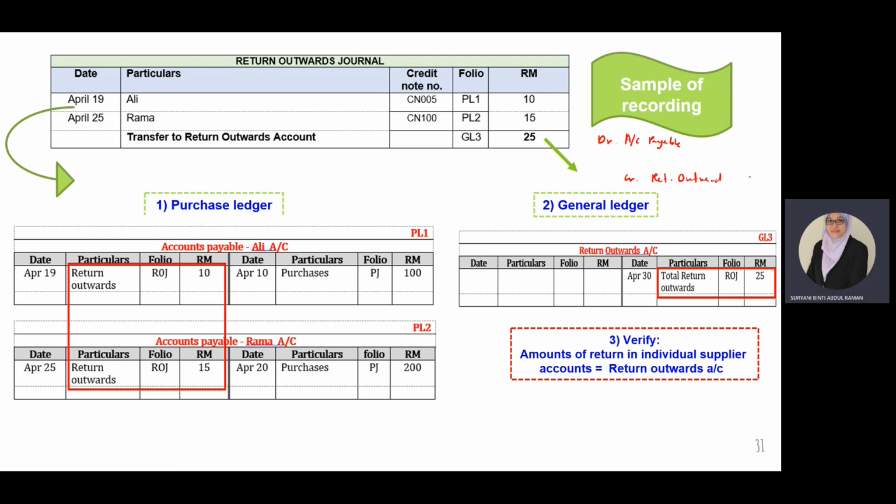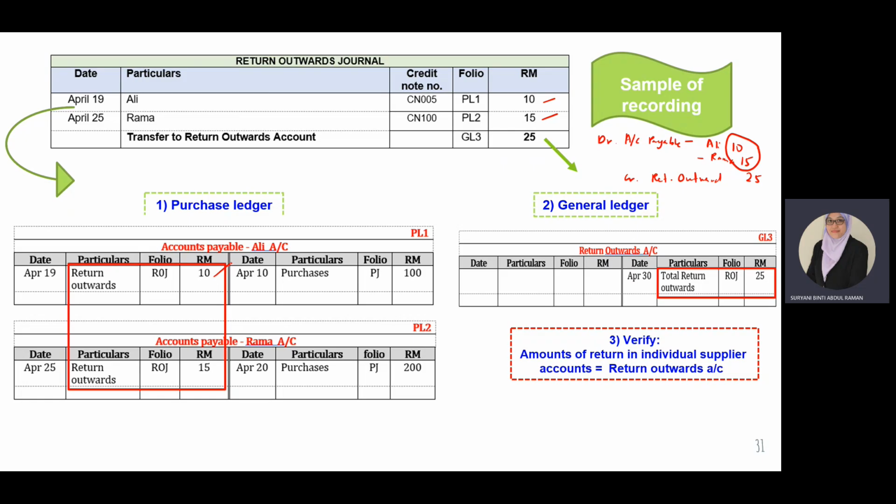So how much is the return outwards? 25 ringgit. And this 25 ringgit return is made to whom? To Ali by 10 ringgit and to Rama by 15 ringgit. So at the end, it should tie back to 25 ringgit. First of all, you will transfer this individual transaction in the journal into the following ledger.